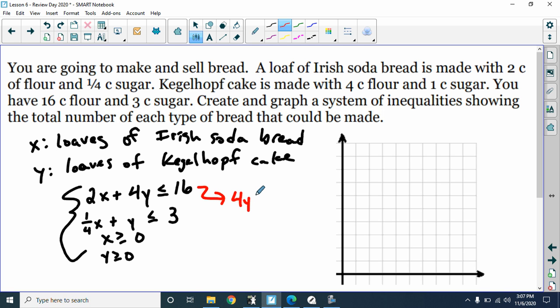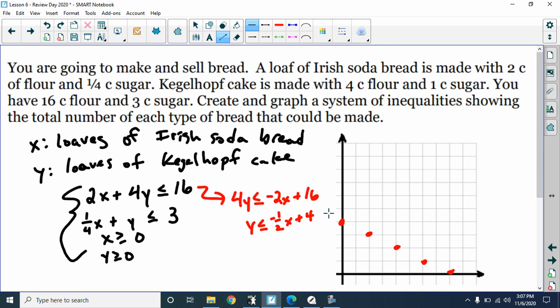If I solve this for Y, subtract 2X from both sides, divide by 4. So y-intercept is 4, slope is -1/2. Y is less than or equal to the line, so the shading goes this way.